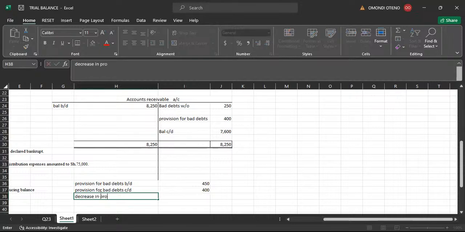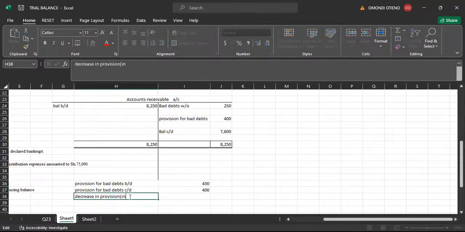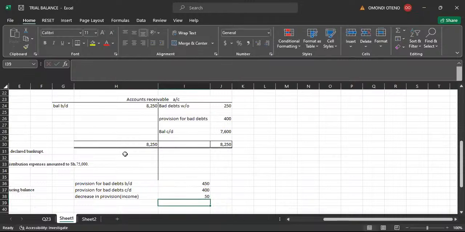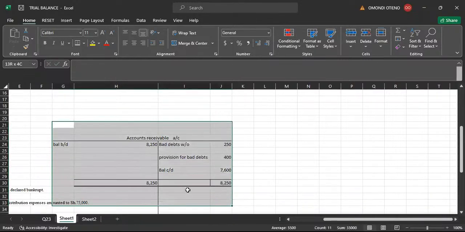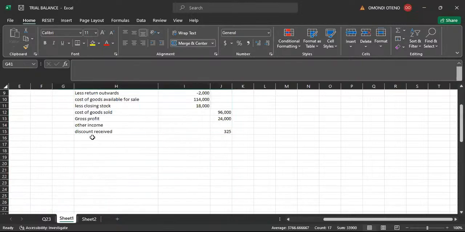Decrease in provision is now giving us what they provided. They anticipated that they are going to have 450 as bad debts. But then at the end of the year, they now realize that it is 400. So that is now a decrease in provision. And that decrease in provision is an income. It is an income. So they have received 50. That's what we have here.